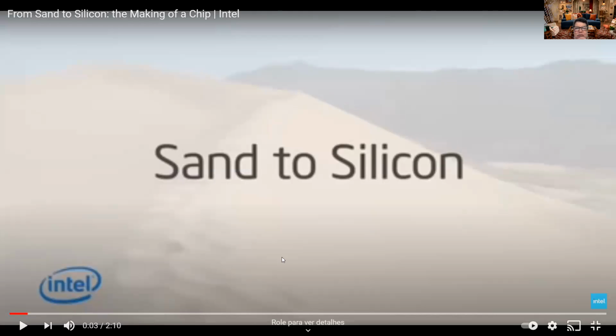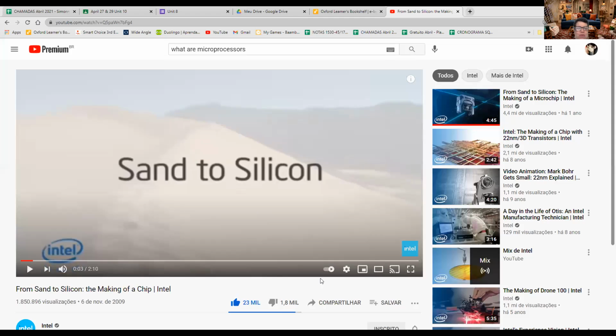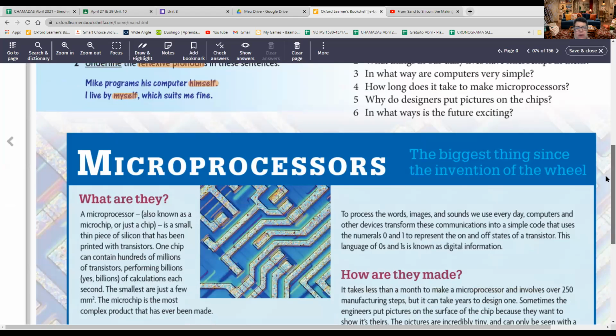Incredible, isn't it, Bruna? How can they make something so complex only with a tiny piece of material, very small, and put so much information there? Wow, this is really amazing. It's really shocking, right? So let's take a look now at our text to see how they can make this. They will explain here.